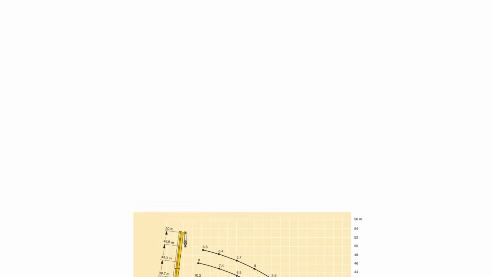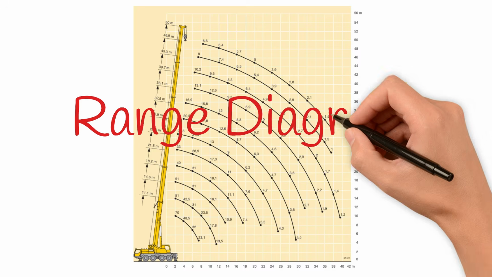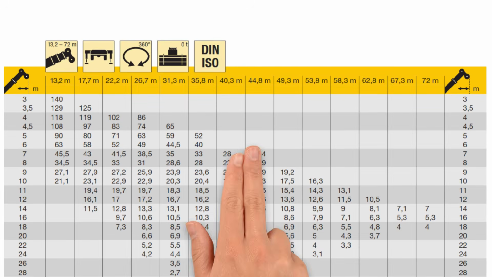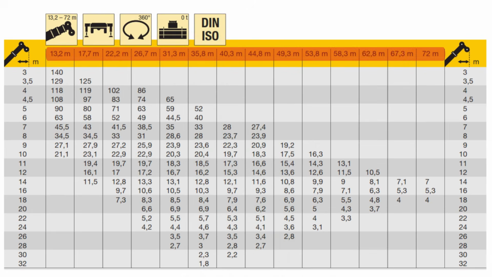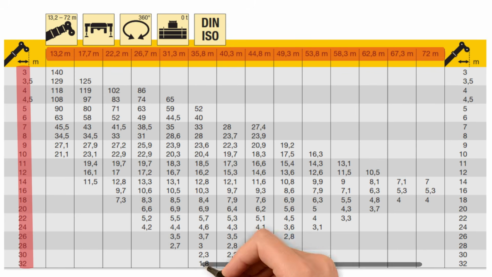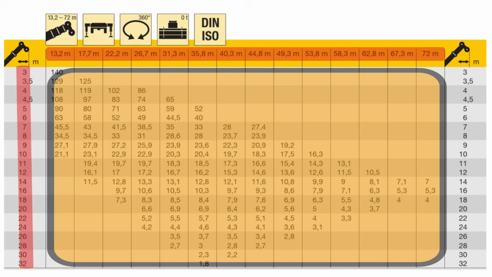You now know how to read and use a crane range diagram. In the next lesson, I will show you how to use the boom length and radius obtained from the range diagram to select the correct crane capacity from the crane load chart.